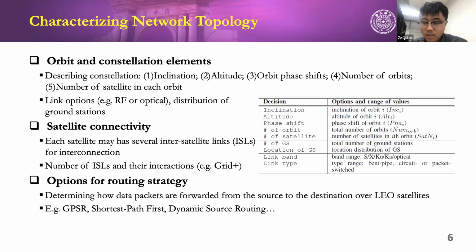The network performance over satellite networks is affected not only by the design of constellations, but also by the network policies running on satellite networks. So users can set the routing policy to determine how data packets are forwarded from the source to the destination over the LEO satellites.